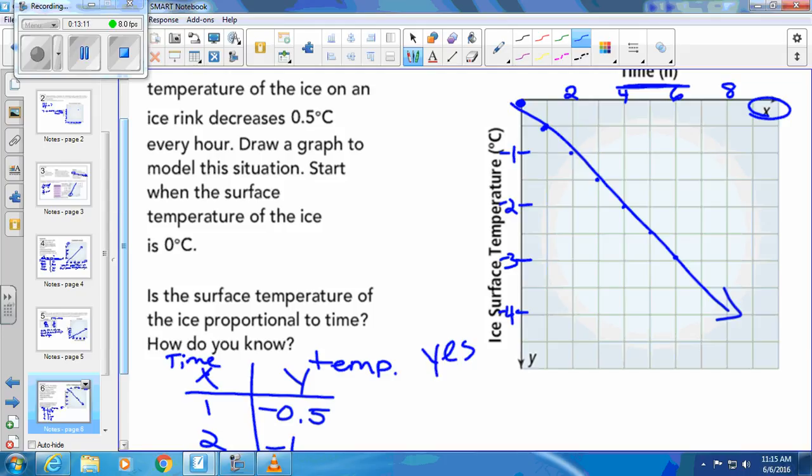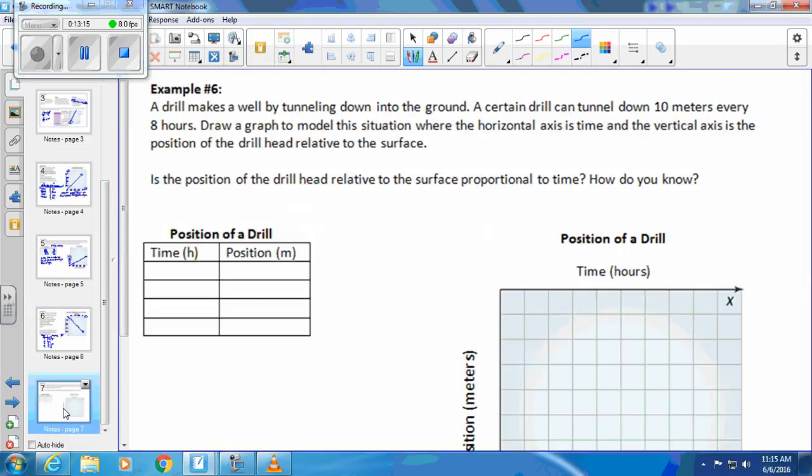And how do I know? Straight line passing through the origin. And our last example, this is going to be again very similar. Go ahead, give this one a shot.